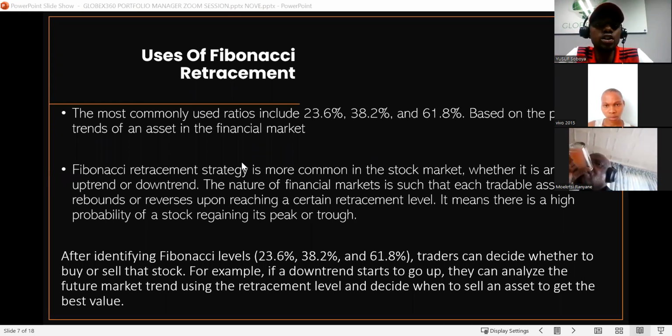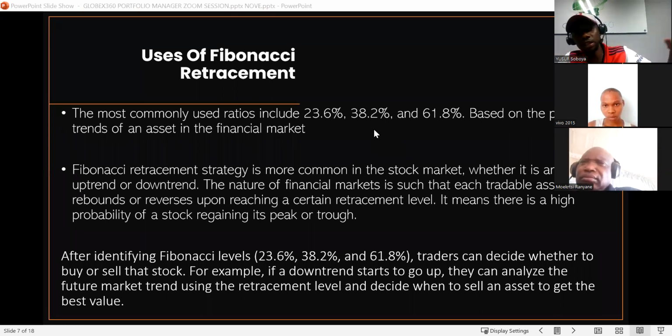Okay, the most used ratios include 23.6%, 38.2%, and 61.8%. The reason they're not putting that 50% is because it's a base level. So they don't add the base percentage level in the middle, they add 23, 38, and 61. That is why, again, you don't see zero, and you're not seeing 100%.